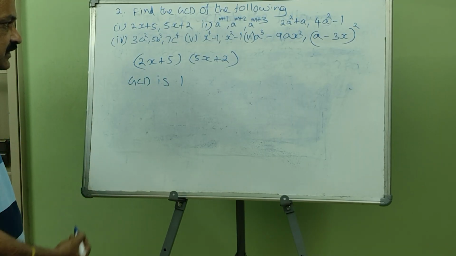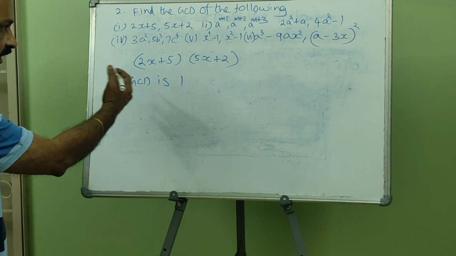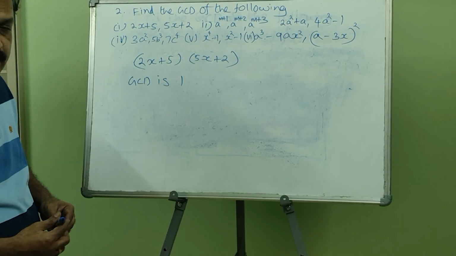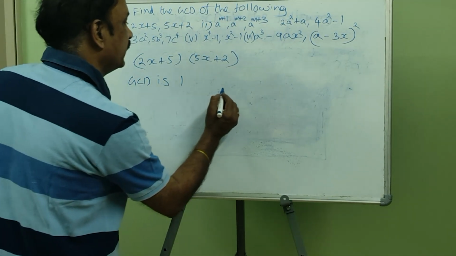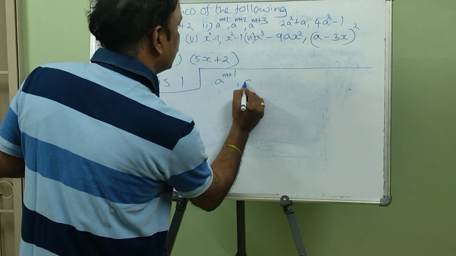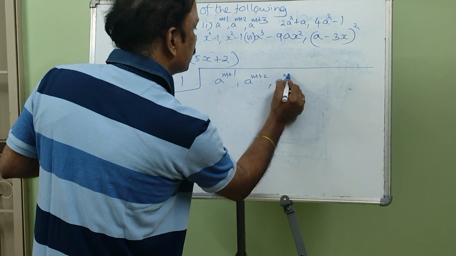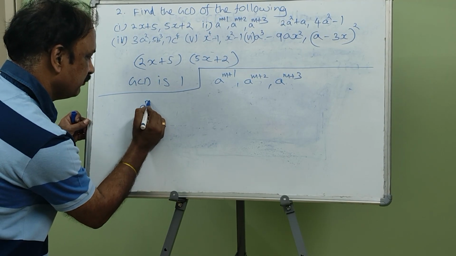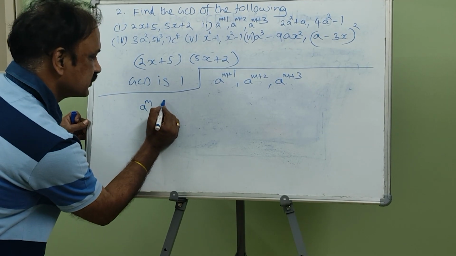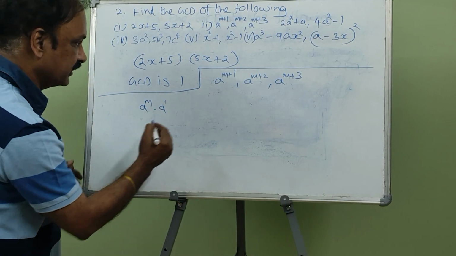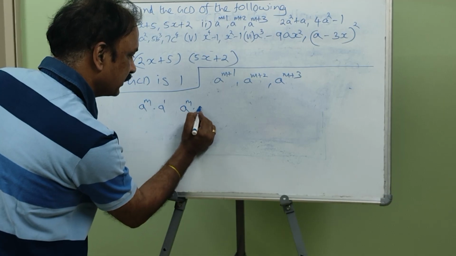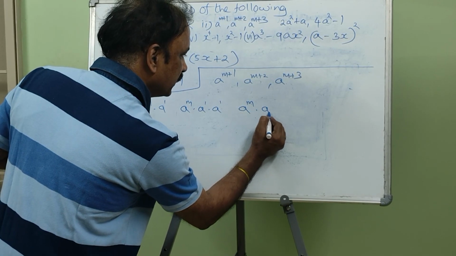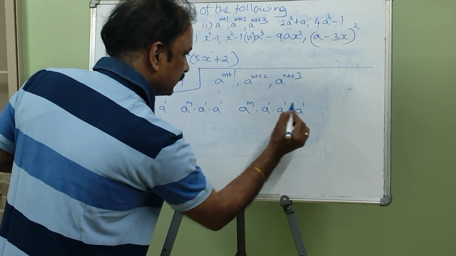Because we cannot further factorize this, we cannot extract any number out of this, which means the GCD is going to be 1. I hope this is very clear. Let's look at the next problem, which is a power m plus 1, a power m plus 2, a power m plus 3. This is very interesting. This can be written as a power m multiplied by a, which is a power 1. If you add the powers, it becomes a power m plus 1. The others can be written as a to the power m multiplied by a to the power 1, a to the power 1, a to the power 1.